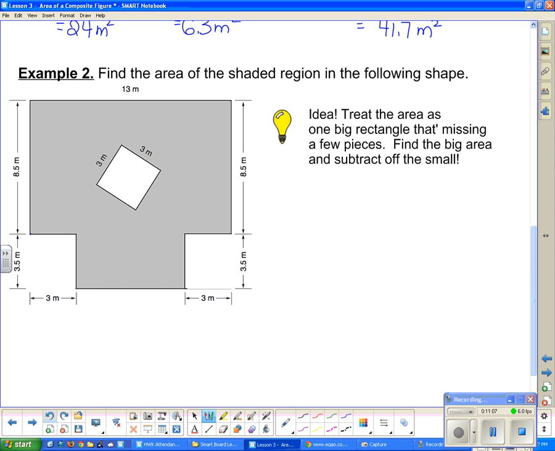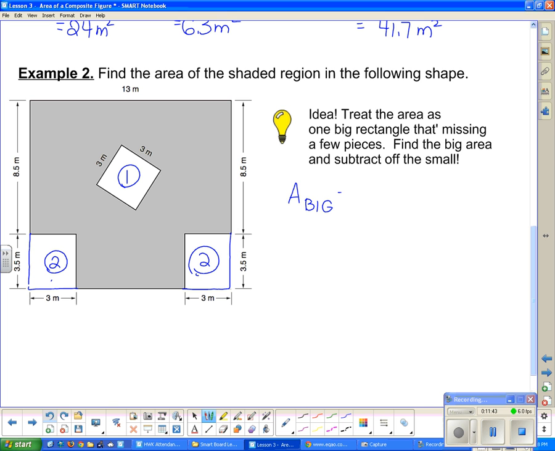So if I treat it as a huge rectangle, I can just fill this in. And then it's a big rectangle that's missing this piece, and this piece. And I can just subtract them off. So that sounds like a very doable thing. So let's find the area of the big one. And I'm going to take away that shading there because I'm going to call this one. And these two pieces are exactly the same, so I'm going to call it two and two. We just have two of those.